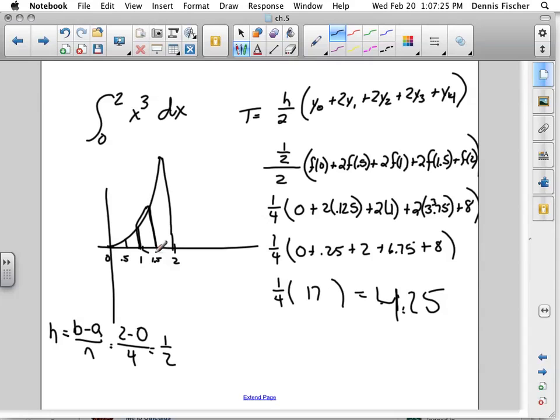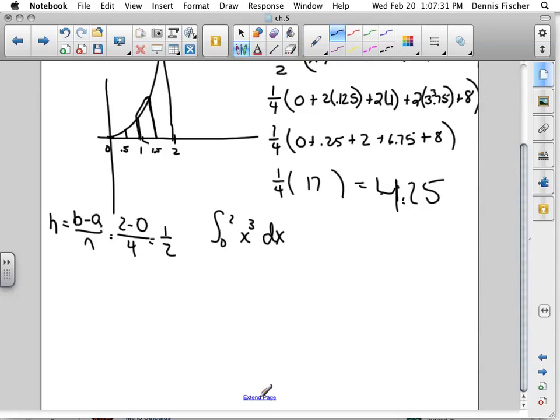Okay, exact answer? The integral from 0 to 2 of x cubed dx. Add 1 to the exponent, divide by it, and you get 1/4 x to the 4th from 0 to 2. If we plug in 2, that's 16, a fourth of that is 4, so we have 4 minus 0, which is 4. So how much extra do we have? 0.25. Not a lot, but a little bit, right? That makes sense. So that's the x cubed.